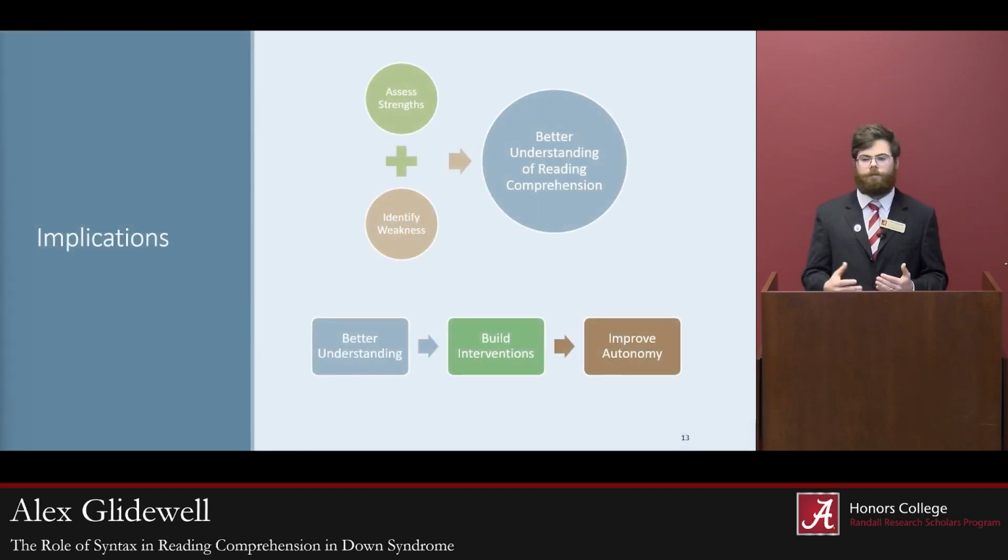And lastly, just the implications of this study, we want to address strengths and weaknesses when it comes to reading comprehension, and we want to garner a better understanding of reading comprehension. It's an essential skill that plays an important role in everyday life. So if we have a better understanding of this skill, we can build better interventions and be able to teach reading to these individuals better and hopefully promote better autonomy in these individuals' lives.